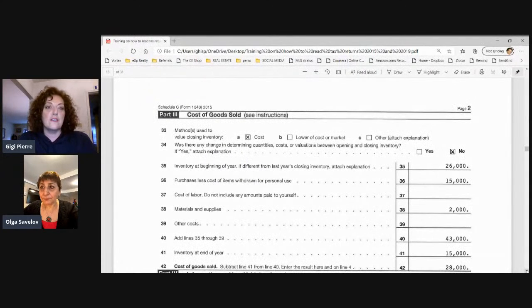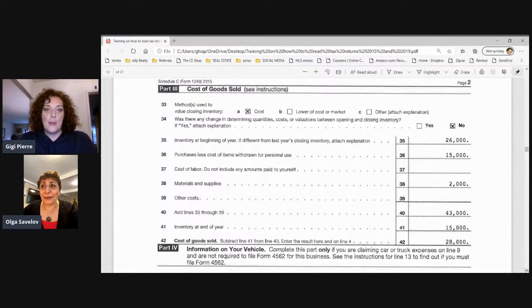Okay, page 13, cost of goods sold. So in page 12, it was a summary. In page 13, it describes how they arrived at cost of goods sold. Here they give you a very detailed breakdown of how they arrived at cost of goods of $28,000. Now, some businesses do not have cost of goods. Some businesses just have revenue and then expenses.